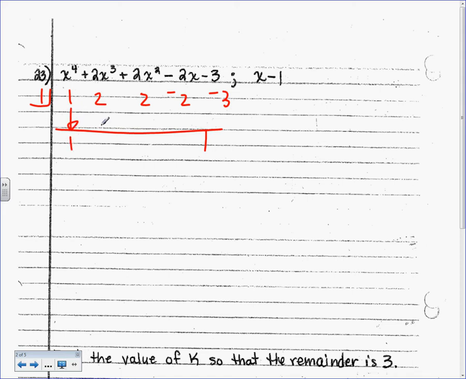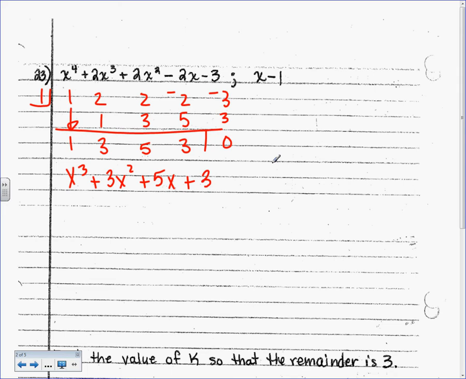Bring down the 1. Multiply. Add. Multiply. Add. Multiply. Add. Same direction, so we better get a 0 because they said find the remaining factors, which means this had no remainder, okay? How do I write that? x cubed plus 3x squared plus 5x plus 3.